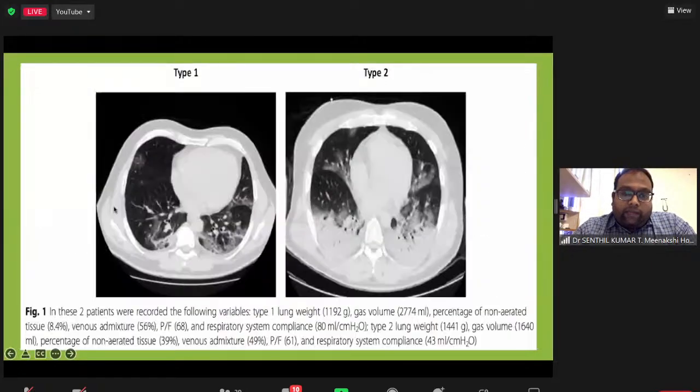So before going on to the management, even though there is a clear-cut delineation of type 1 and type 2, in clinical presentation the clinical delineation of type 1 and type 2 may not be that easy. Most of the time, when cases are presented to our critical care setup, the patient will be presented in type 2, or severe COVID ARDS, where it is very difficult to handle at this time.